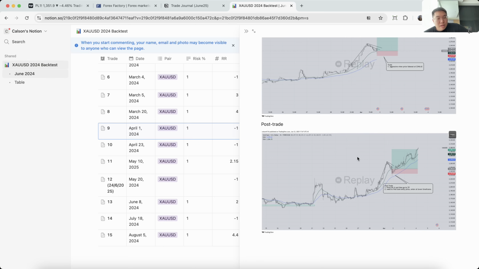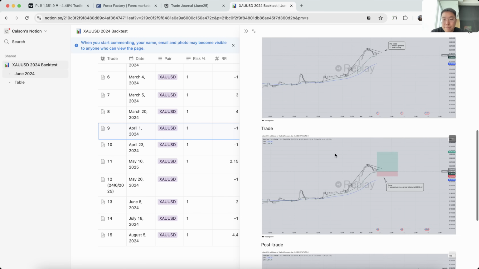So I think if you want a more realistic back test, you probably might have to go back to the price action before the 2020 COVID period, or you just back test another pair, because again, gold has been pretty easy, you know, if you just keep buying continuation, so it's a bit unrealistic here.